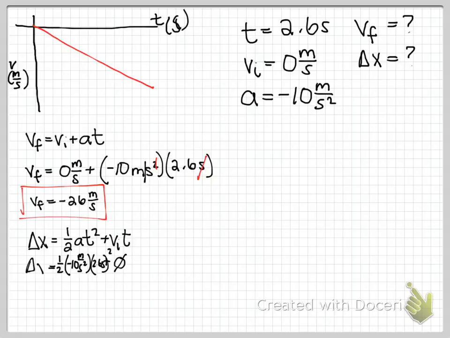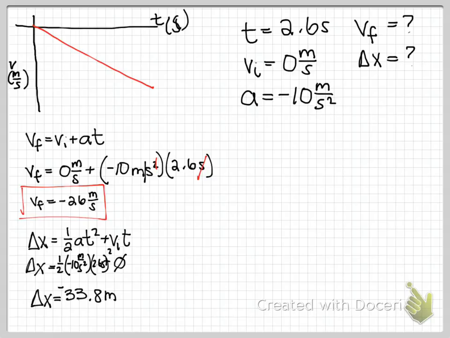And that's the displacement. So we'll square our 2.6 seconds, multiply that by our -10, multiply that by 1/2, and we get a displacement of 33.8 meters in the negative direction.